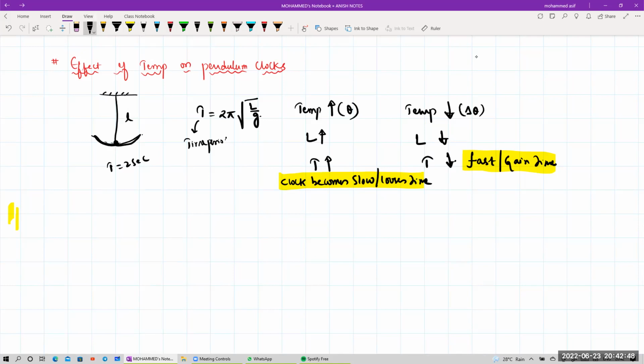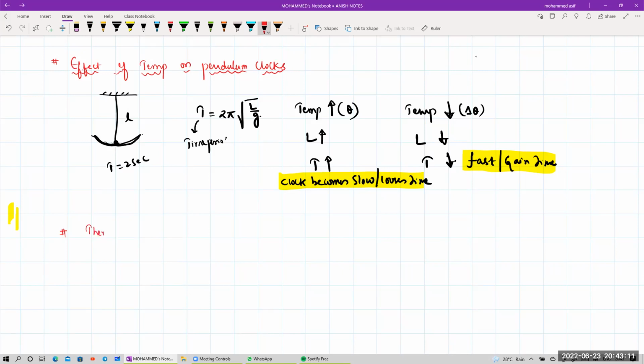Sure. So I hope you got an idea how to calculate the time period loss or gain. Yes, sir. Isn't it? So it will become slower, it is losing time, when the time period is increasing. It is gaining time when the time period is decreasing. Okay. And one more important area on this is thermal stress.